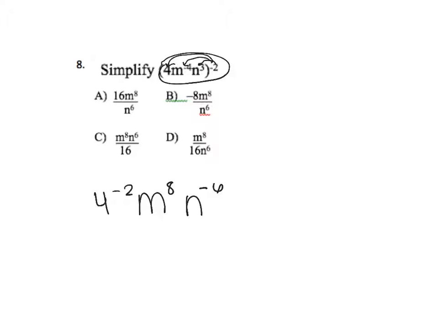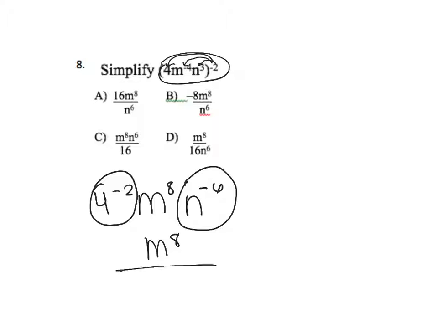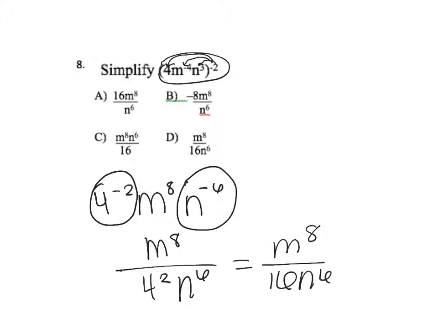So remember, now we have negative exponents, and that rule means you put the reciprocal. So it becomes m to the 8th over 4 squared n to the 6th power. m to the 8th over 4 times 4 is 16 n to the 6th power. That answer is D.